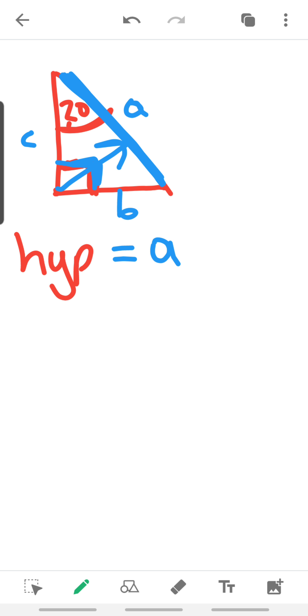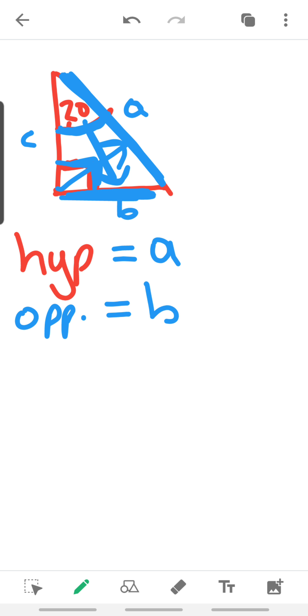Now, we're going to look for our opposite side. So our opposite side is simply that side that's opposite to our given angle. Our given angle was 20 degrees. So opposite to that 20 degrees is going to be this B here. So therefore our opposite side is B.